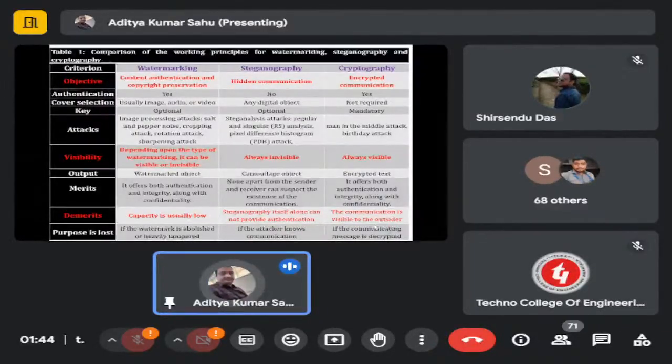Okay, and the purpose will be lost in the case of watermarking if it is abolished or heavily tampered. The watermark which is embedded inside the cover object, if it is heavily tampered, the purpose will be lost. On the other hand, if the attacker knows about the steganographic communication process, then the purpose is lost for steganography. If the communicated message is decrypted in the case of cryptography-based encryption, the purpose of the whole process will be lost.